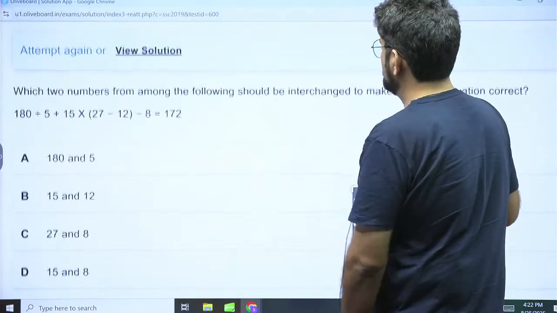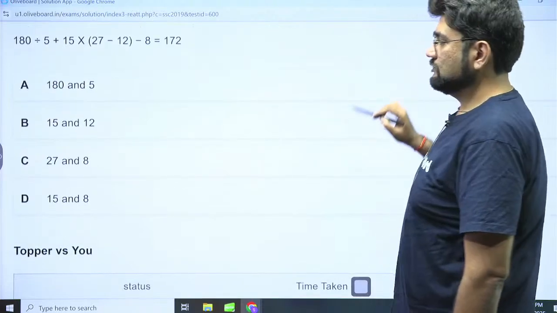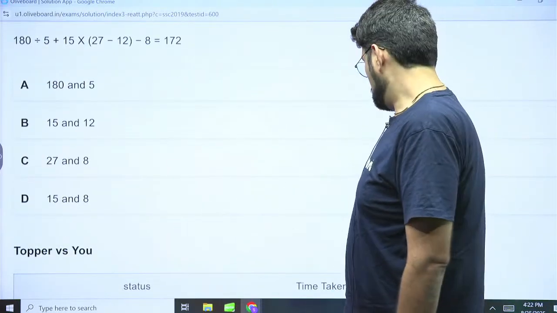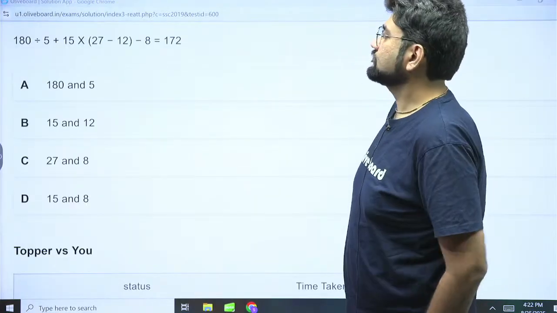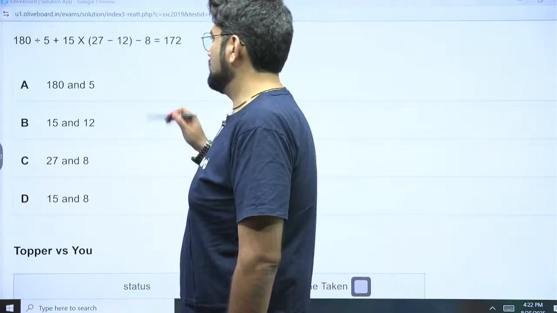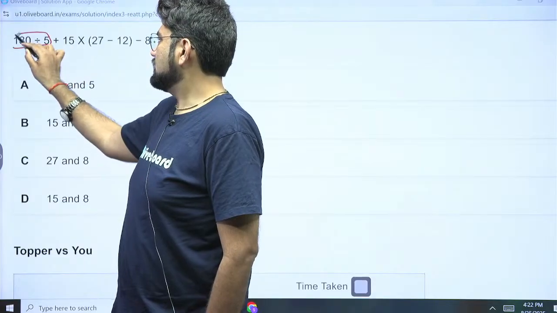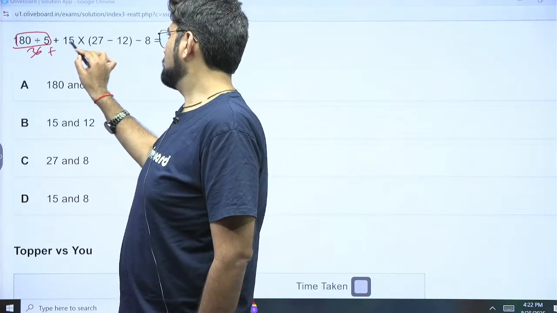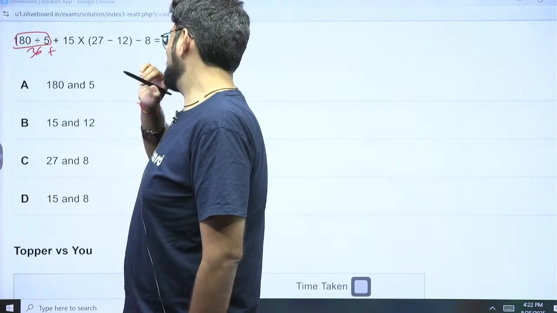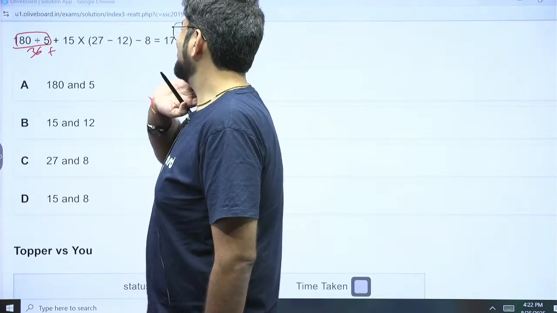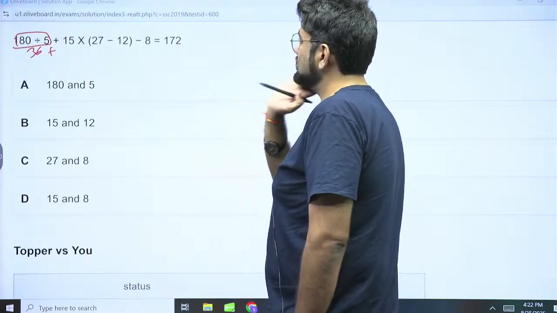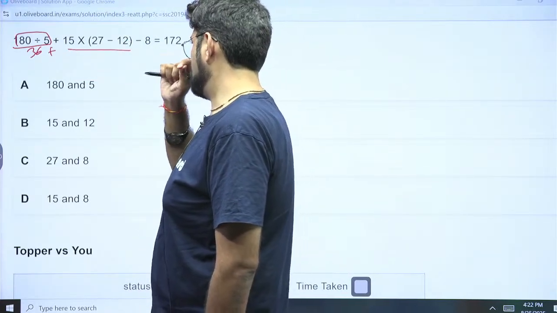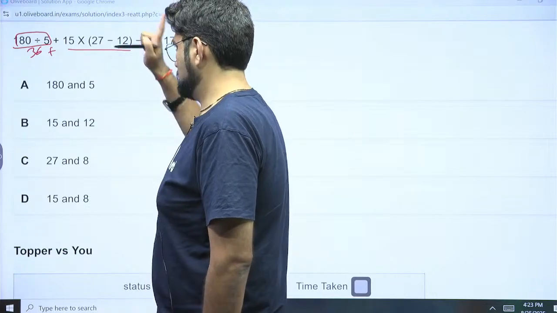Which two numbers should be exchanged to make the equation correct? I am not moving out of the frame because the question is easily readable, right? Let's solve it from here. So 180 divided by 5 is 36. Now 36 plus 15 into 15, that is 225 minus 8. This is definitely not the number. So I think the fault is somewhere here only. We need to reduce this number. This is the first thought.